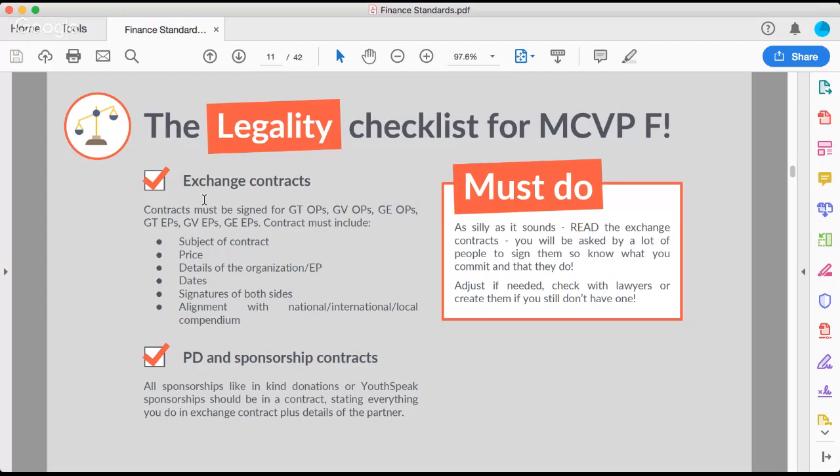The exchange contracts can currently be found on the knowledge database. So only use the latest version. In case of doubt, always contact the responsible MCVP. For ICX, that would be Karina, and for OGX, that would be Mao. Make sure you contact them and ask them, hey, is this the right contract? If it is, then you can use it.